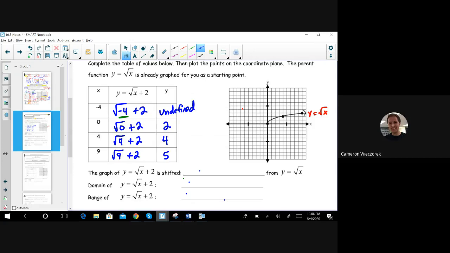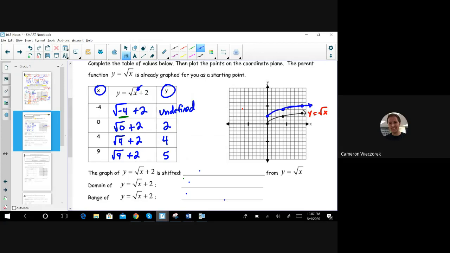So if I graph these as ordered pairs now, x and y, I still can't have negatives because I can't put a negative number underneath the square root. So nothing's going to happen over on this left side of the graph. But if I start at 0, it's the first number I can put in that's allowed. Instead of it being at 0, now it's going up 2 units. When I put 4 in, instead of going up to 2, now it goes up to 4. And when I put 9 in, instead of going up to 3, now it goes up to 5.